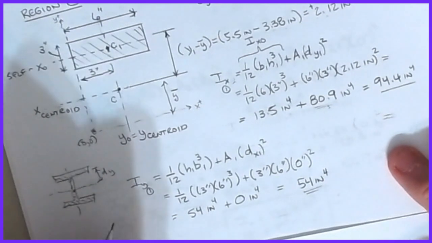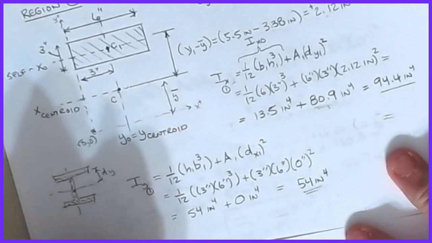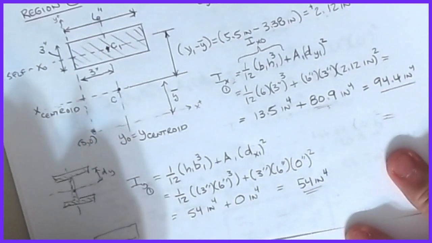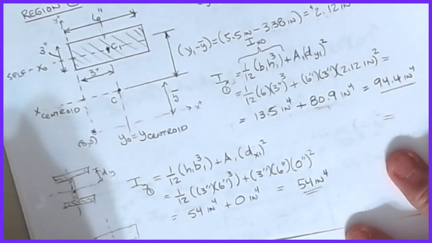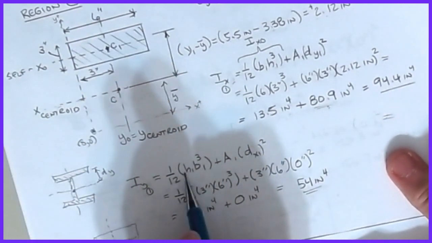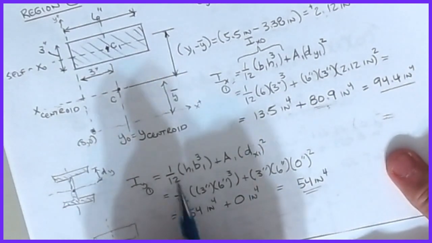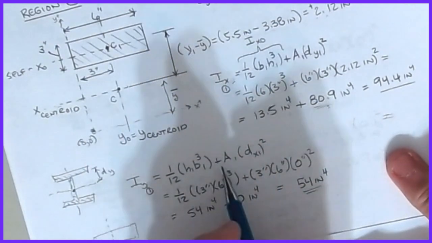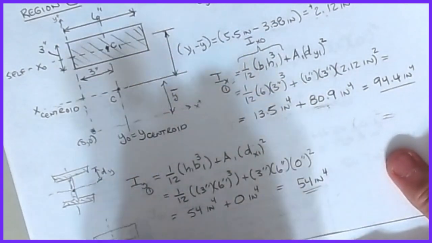Okay, and so what happens is that, again, you've got to be very careful. On our rectangle, we said B was the horizontal and H was the height, but now I'm going relative to this axis. B is still the horizontal, so you can see that the H and the V's switch places. So it's 1/12 H1 B1 cubed plus A1 dx1 quantity squared.